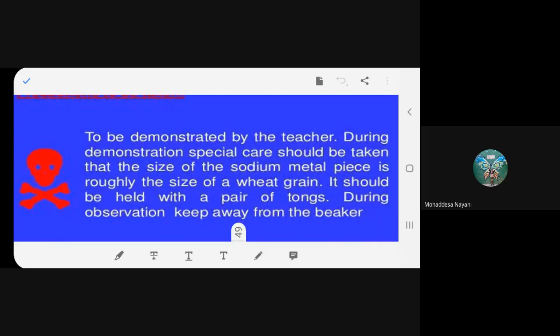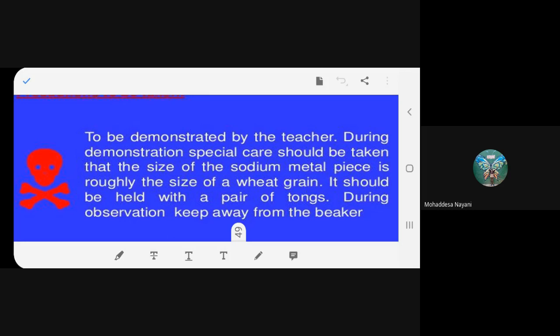Read. Activity 5. To be demonstrated by the teacher. During demonstration, special care should be taken that the size of the sodium metal piece is roughly the size of a wheat grain. It should be held with a pair of tongs. During observation, keep away from the beaker. Understood? You are not supposed to do this sort of experiment except in the presence of the teacher, or only the teacher should do it. Why?